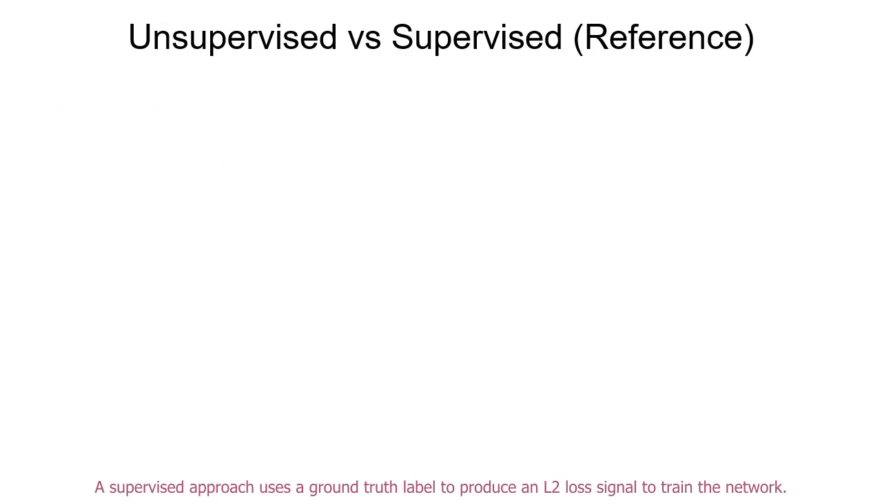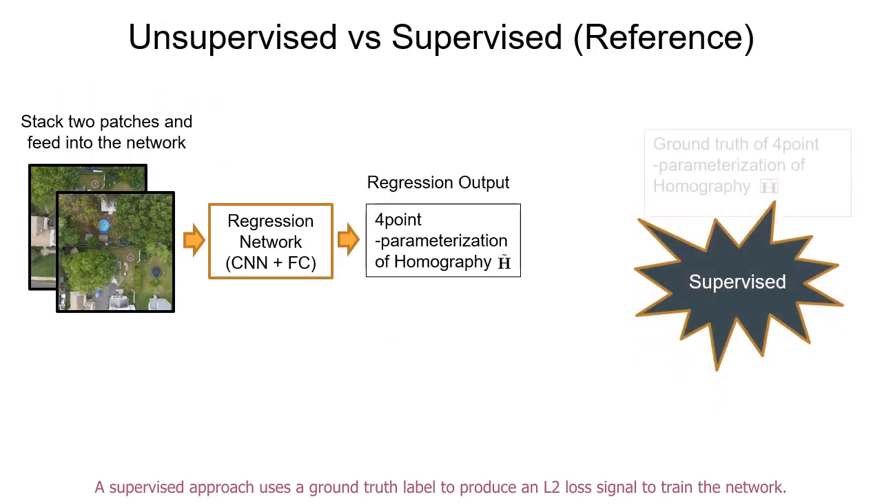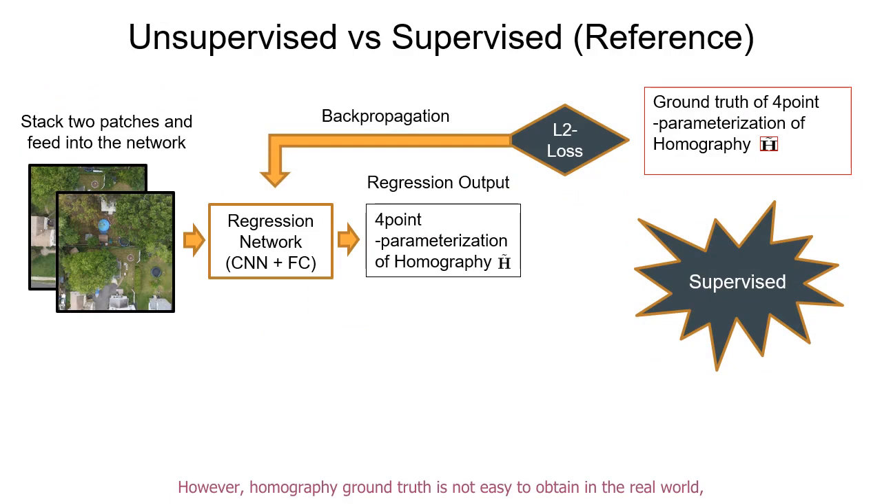A supervised approach uses a ground truth label to produce an L2 loss signal to train the network. However, homography ground truth is not easy to obtain in the real world, thus limiting this approach mostly to synthetic datasets.